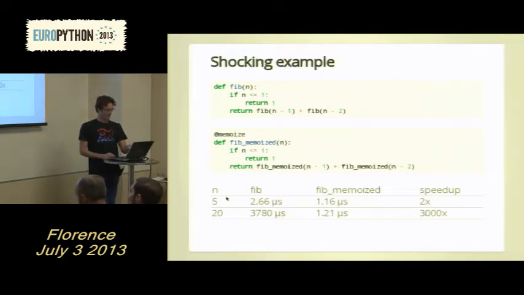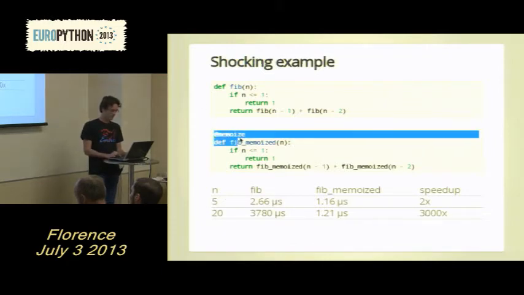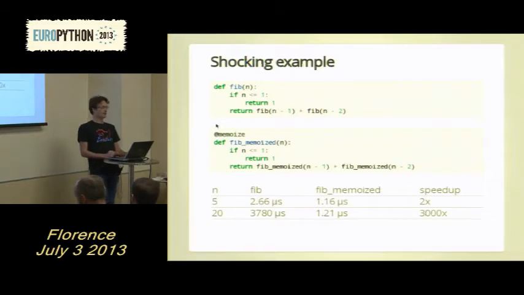When n is equal to 5, the advantage of using the memoized function, the decorated function, is just twice. But already with n equal to 20, the speed up ratio is 3,000. That is because this memoized decorator will cache all the intermediate results and will not compute everything. I will show later how this memoized can be implemented. This is just a short introduction.